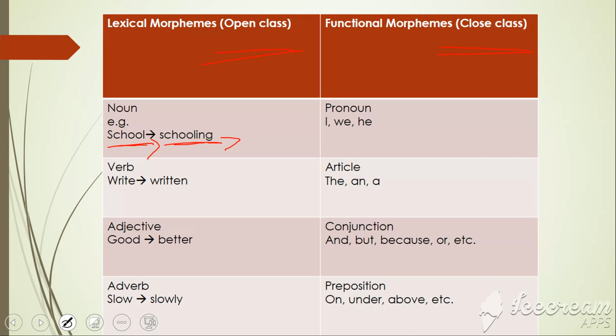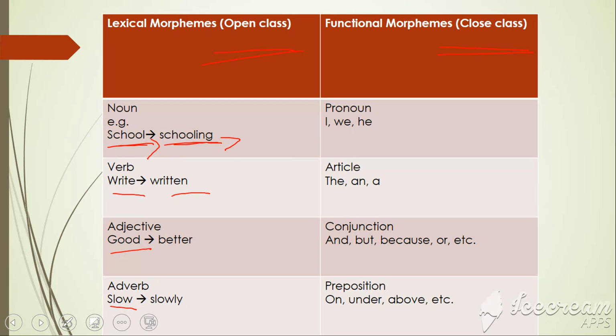We can change the noun into a verb, and we can also change the word while remaining in the same category, like write and written. We have manipulated these words. In the case of adjectives, we have the word good and we can change it into better and best as well. In the fourth case, adverbs, we can change the adjective into an adverb. So this was all about the open class.